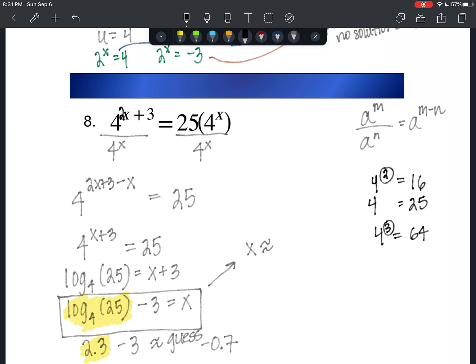I'm going to put it into my calculator right now because I'm kind of curious. It was a complete guess. 2.3, 2.322. Look at that. It was really a complete guess. I'm going to take that 2.322, subtract 3, and I get negative 0.678, and that's an approximate answer. So that indeed is our approximate answer.